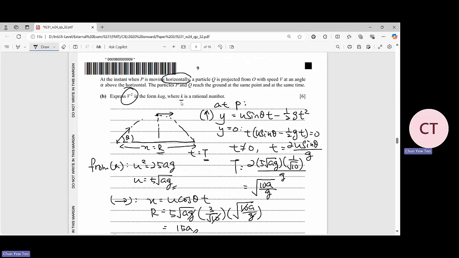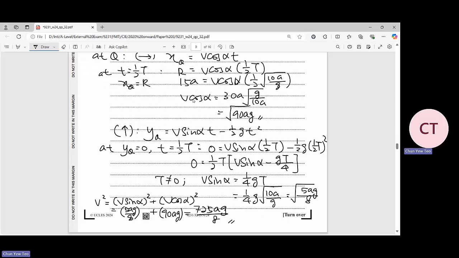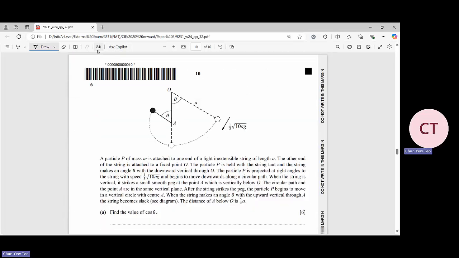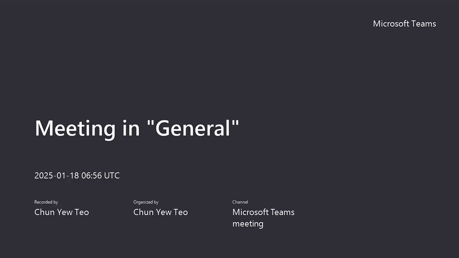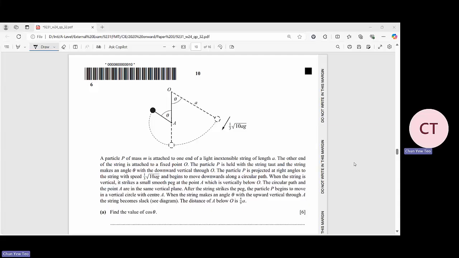So the k is 725 over 8. So done. That will be the answer for question number 5. Moving on, we have question number 6. Okay, now let's take a look at question number 6.